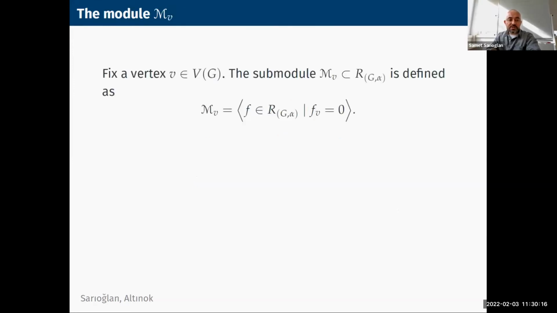So now we can talk about the main concept of this presentation. We first define the submodule of RG alpha, which is MV.